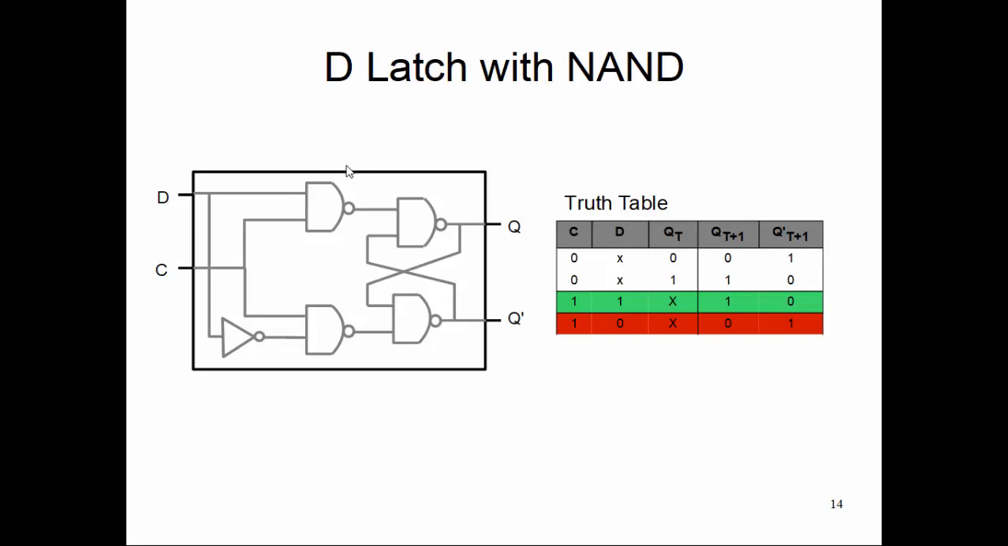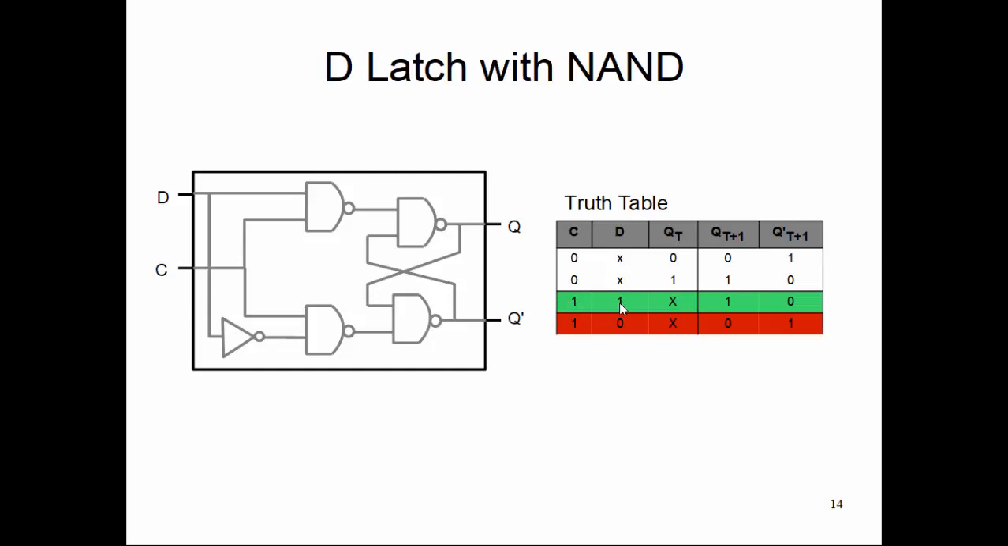Now what happens? See, when control C is 0, no matter what D is, it will hold the previous value, right? QT is 0, QT plus 1 is 0. QT is 1, QT plus 1 is 1. And if control is 1, then if D is 1, I'll store 1. If D is 0, I store 0. And we just eliminated our race condition.